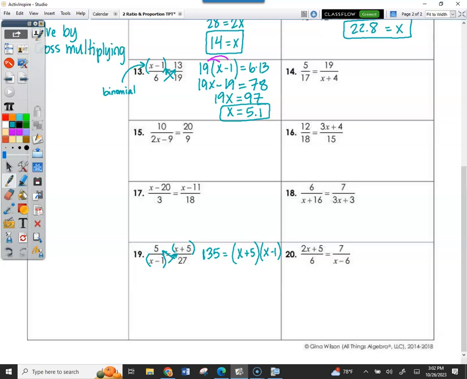How about this? I want you to finish the sheet 1 through 18, and I will worry about showing you 19 and 20 tomorrow.